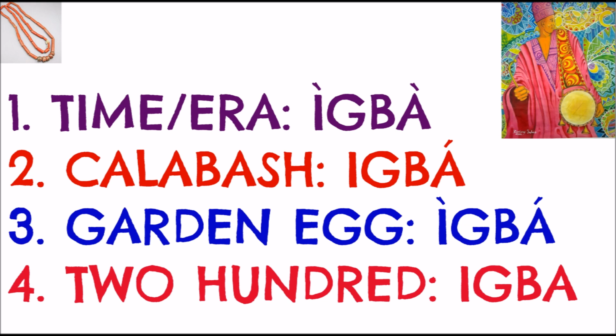So if I see someone write igba without any accent in a sentence, or even outside the sentence, I would be able to tell that what they mean is 200. So igba, rere, that's how you write 200 in Yoruba. I'm going to go into another example.